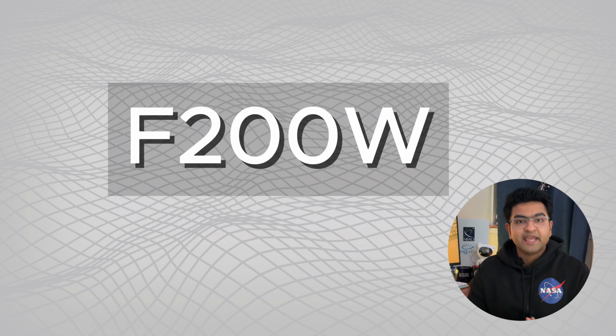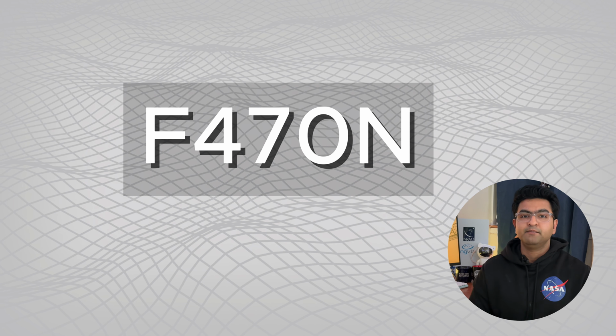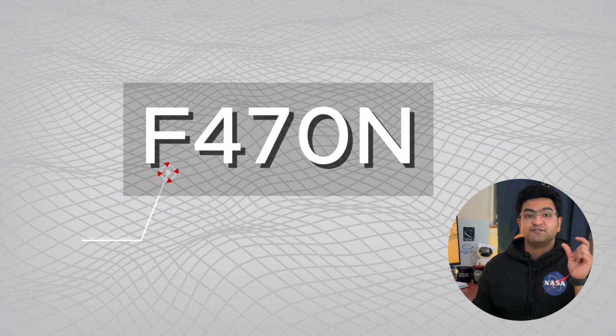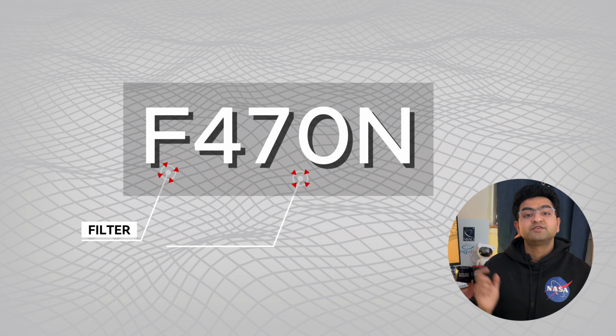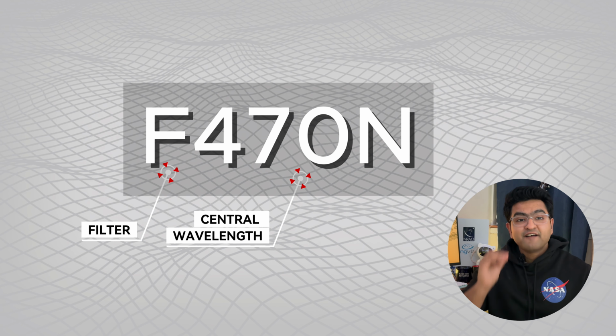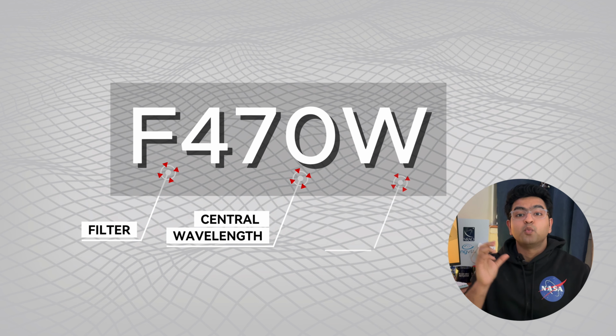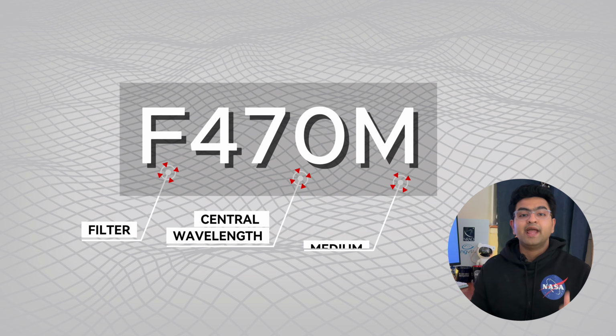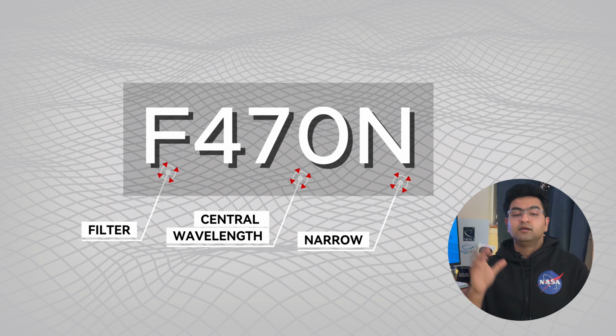Each filter name actually encodes its properties. The letter F indicates it's a filter, the number represents the central wavelength, and the final letter indicates whether it's wide for W, medium for M, or narrow for N, bandwidth.